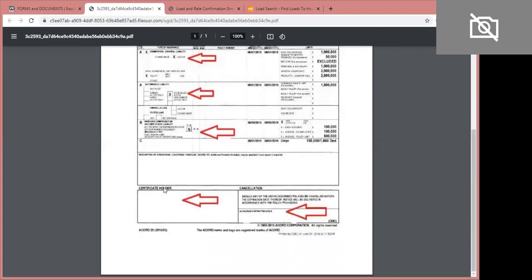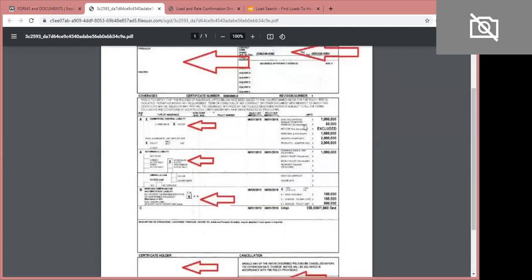Down here at the bottom, usually where it says certificate holders, I'm going to talk about this just a little bit. Sometimes brokers will ask to be made the certificate holder on a carrier's certificate of insurance when they are booking that specific load. So they'll ask you, can you make us a certificate holder on your carrier certificate of insurance? And you say, yeah, no problem. And the way to do that is a simple process.